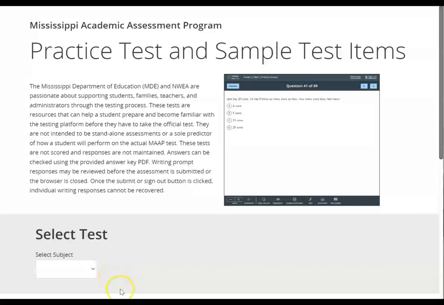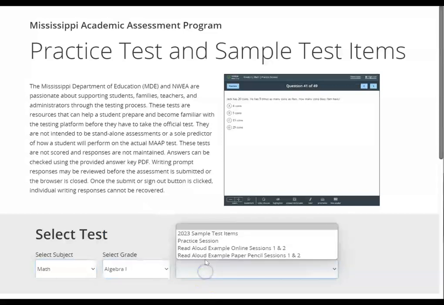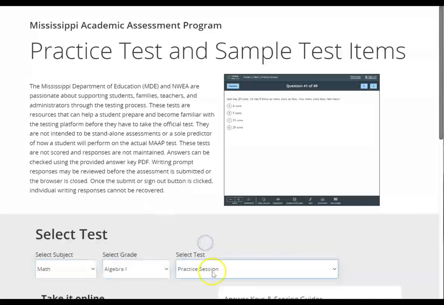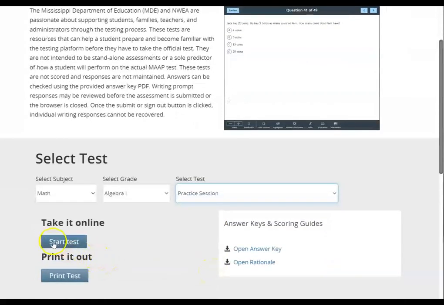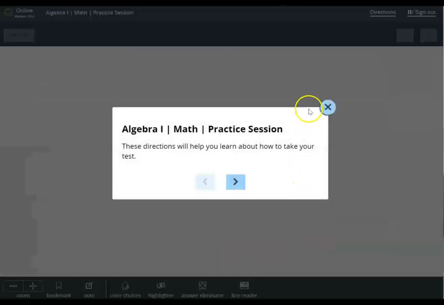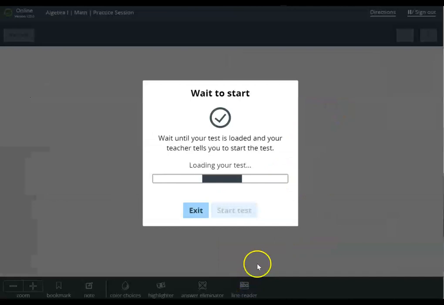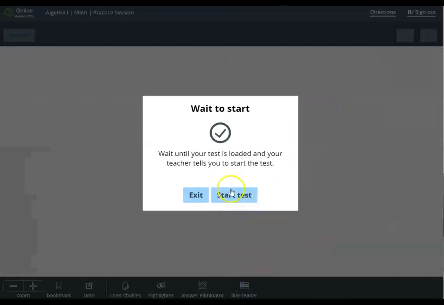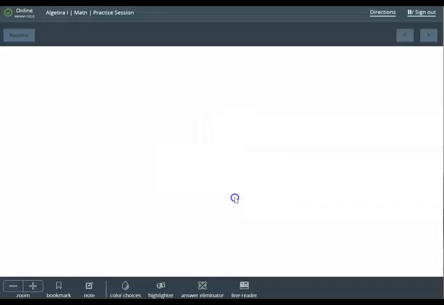First, head over to the MAAP official practice test site and choose your test. Select subject math, grade Algebra 1, and test practice session. Scroll down, and where it says take it online, you're going to start test, continue, X to get out of the tutorial, and press this blue button, Start Test.